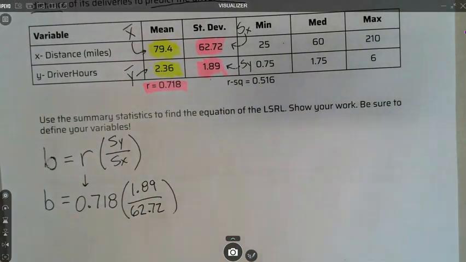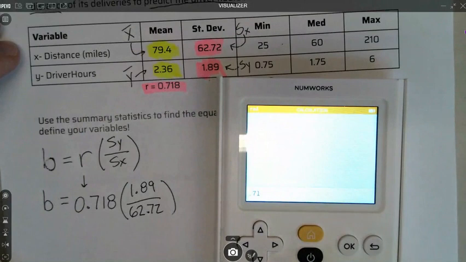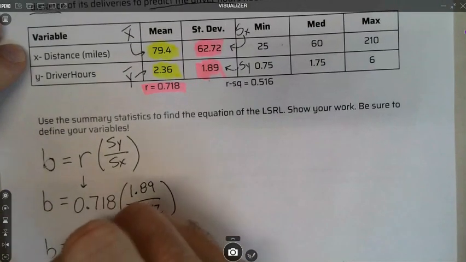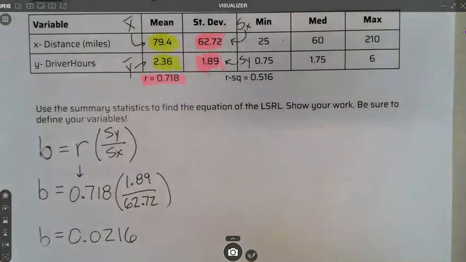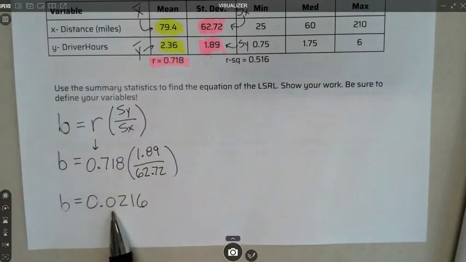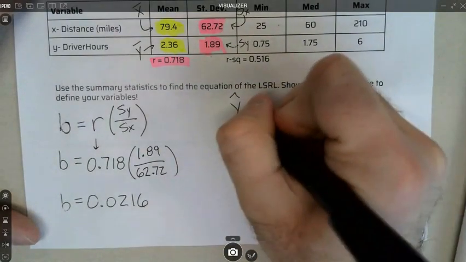So we'll go ahead and evaluate that on a calculator. 0.718 times 1.89 divided by 62.72. And so there's our slope, about 0.0216. So that'll be our slope. That'll mean that for each additional mile of delivery, we need to schedule 0.02 more driver hours to make that delivery.